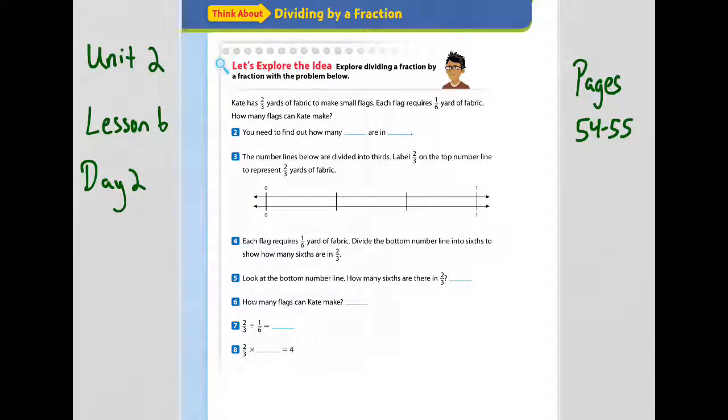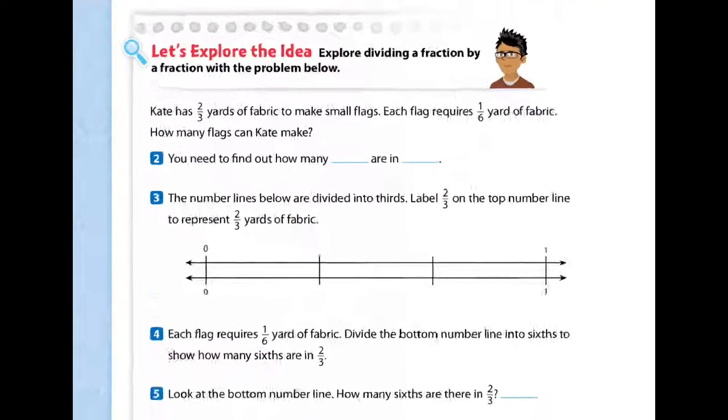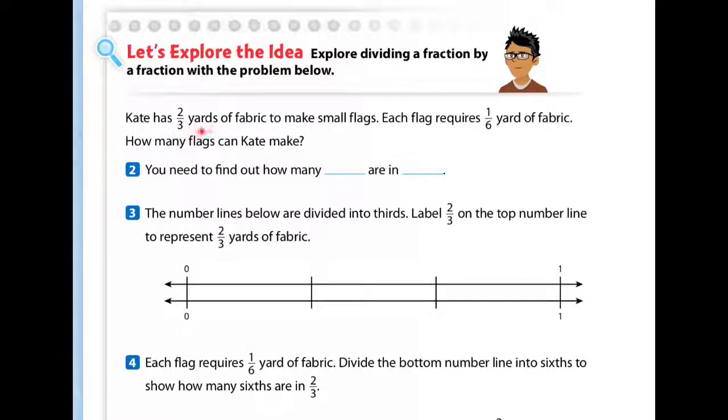So, we're going to start with this problem right here, and it says, Kate has 2/3 yards of fabric to make small flags. Each flag requires 1/6 yard of fabric. How many flags can Kate make?